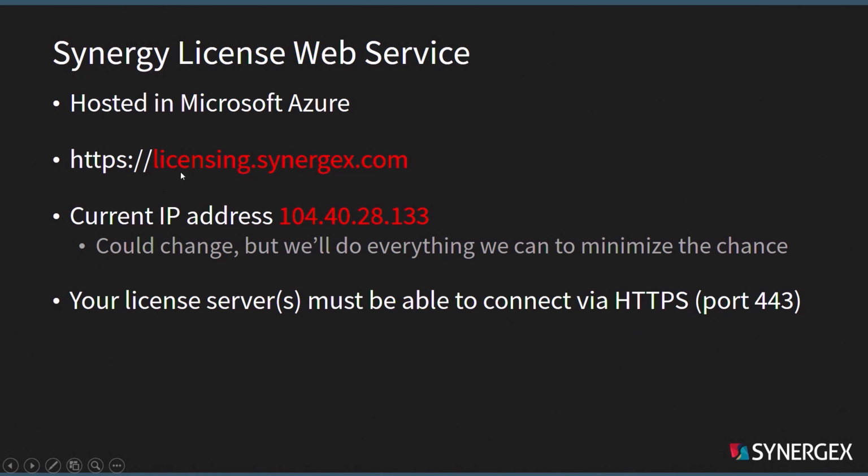We'd recommend, if your firewall allows it, put your exception in there using the DNS name. This is the current IP address of the service. We will do everything we can to try and ensure that it never changes, but we can't guarantee that it will never change. If we're aware that it's going to change, of course, we'll do everything we can to get that information out to you well in advance. But if your system lets you, then establish the exception based on the DNS name of the licensing service.